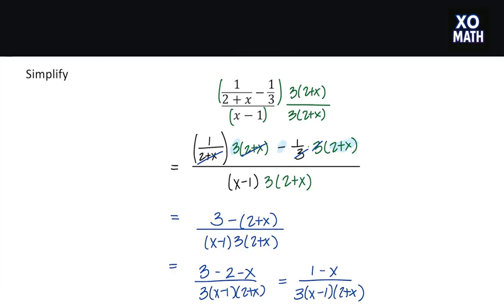Now we can do further simplifying here. We have 1 minus x in the numerator, and then the factor x minus 1 in the denominator. These are going to simplify, because 1 minus x is the same as negative the quantity x minus 1. So the x minus 1s are going to cancel. I'm going to be left with a negative 1 in the numerator, for a final simplified answer of negative 1 over 3 times the quantity 2 plus x.